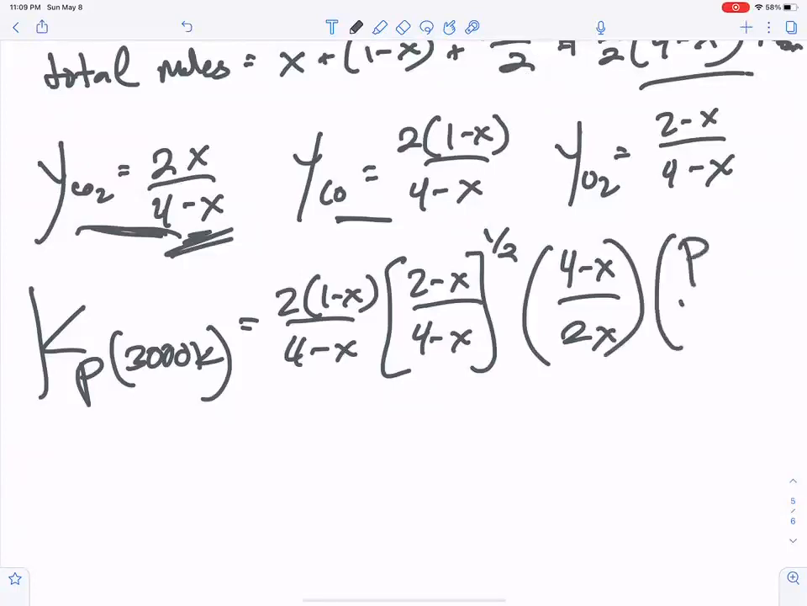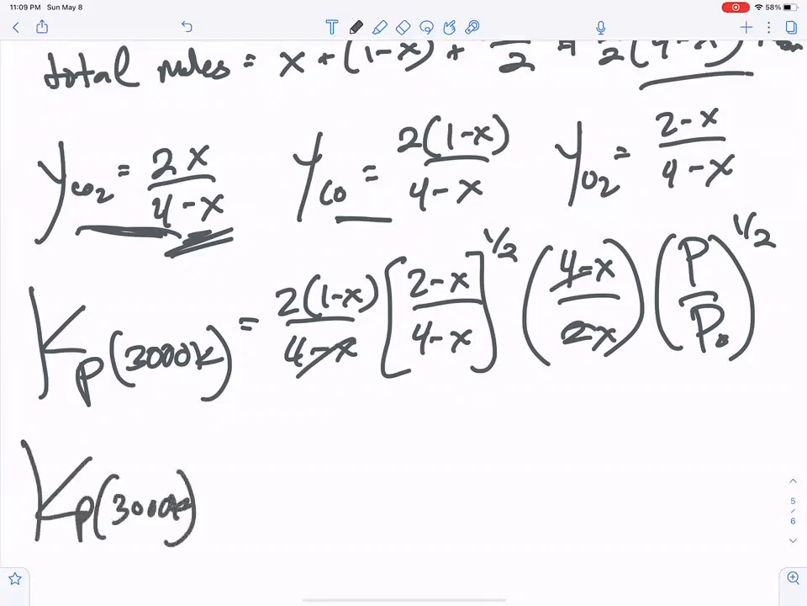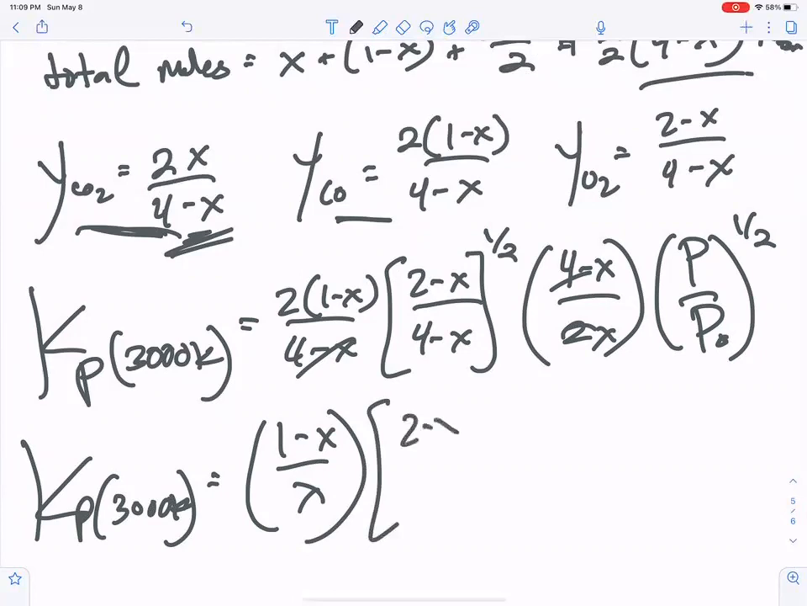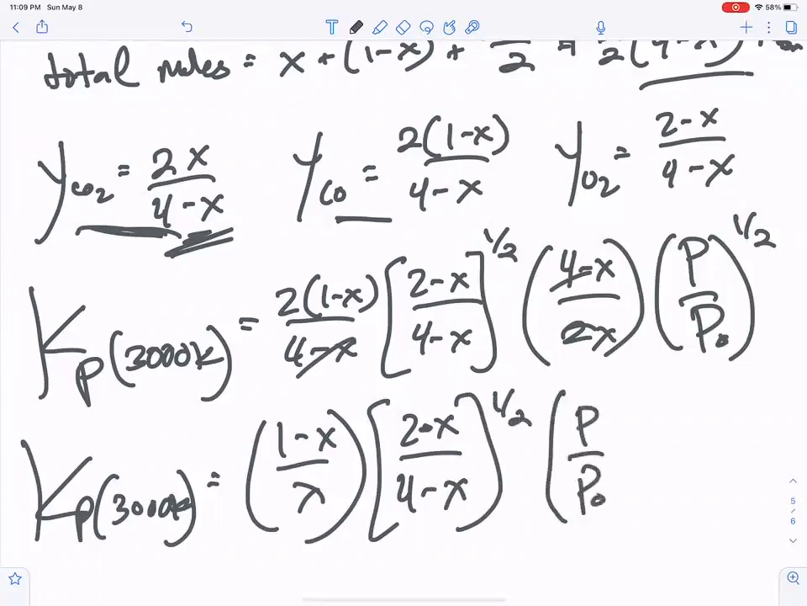And then there's a pressure effect. So these cancel out. So Kp at 3000 Kelvin equals, we simplify it a little bit, 1 minus x over x, and then one square root term here, to the 1/2. So that would be Kp.